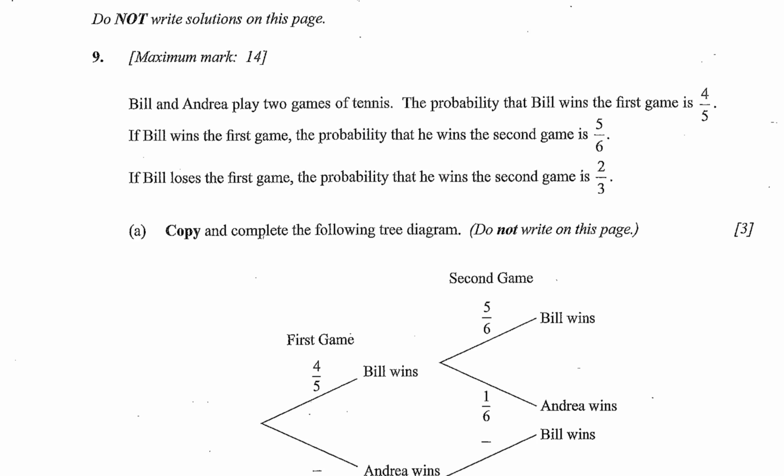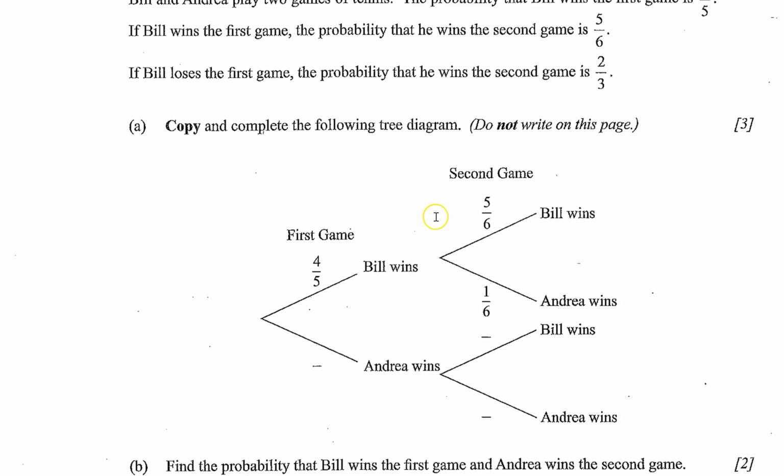So let's see what's going on. Bill and Andrea play two games of tennis. The probability that Bill wins the first game is 4/5. If Bill wins the first game, the probability that he wins the second game is 5/6. If Bill loses the first game, the probability that he wins the second game is 2/3. So first thing I'm gonna do is complete this tree diagram.